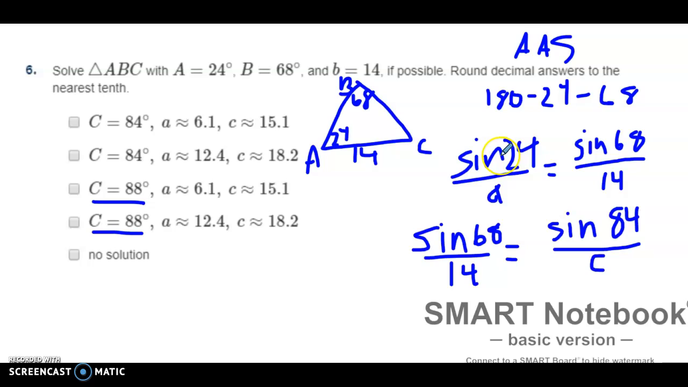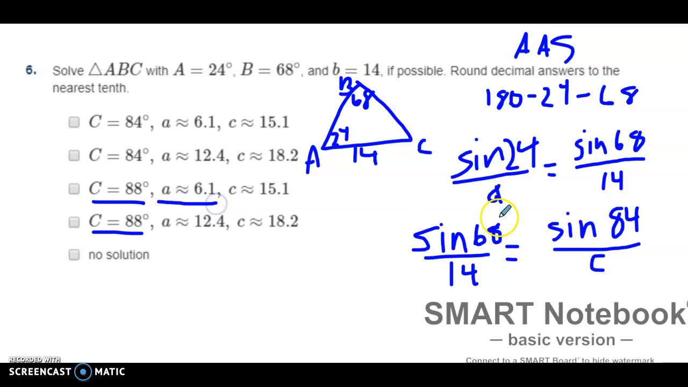Then we take the sine of 24 over a, sine of 68 over 14, which is the ratios that were given. To find a, we're going to go 14 times the sine of 24. Find an answer, divide by sine of 68, and we get that a is equal to 6.1.